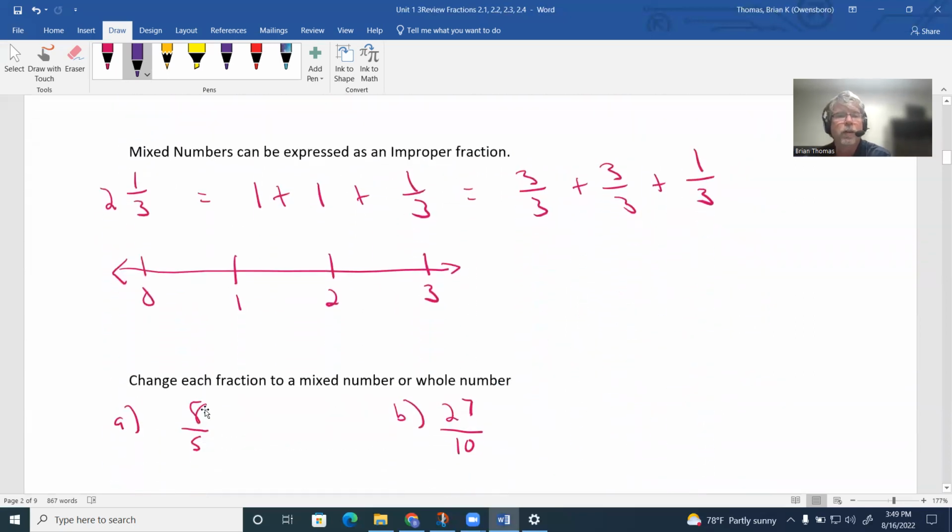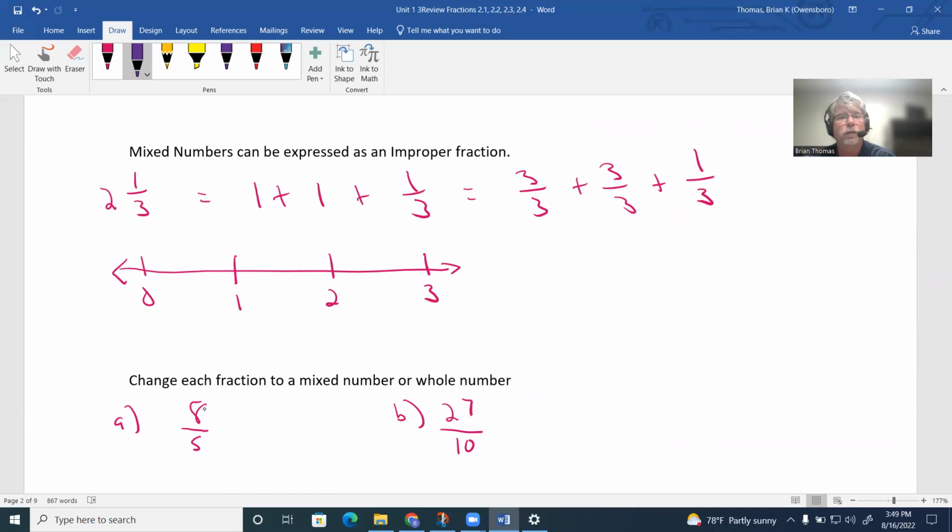So when it comes to mixed numbers, they can be expressed as an improper fraction. So if I have 2 1/3, notice that 2 1/3 means 1 whole plus 1 whole because that represents 2, and then another third. Now remember, wholes can be expressed as fractions. So since my denominator is 3, I could change 1 to 3/3. I could change that other 1 to 3/3, and I have plus then this 1/3.